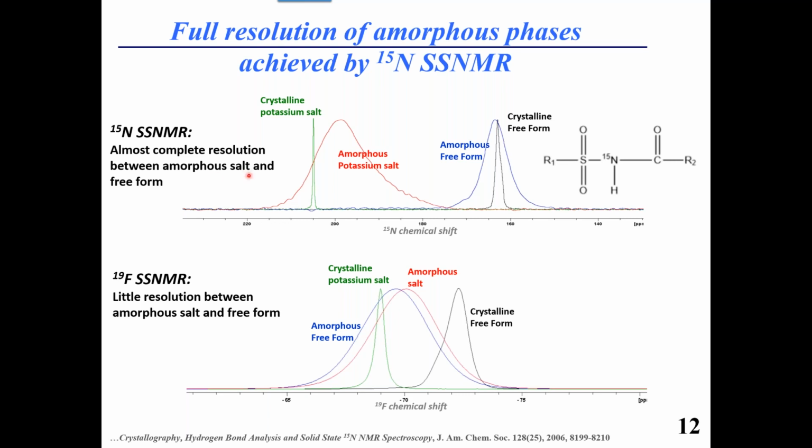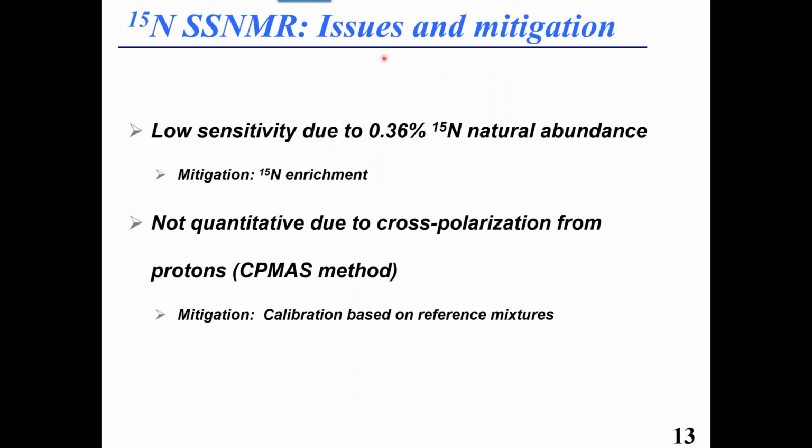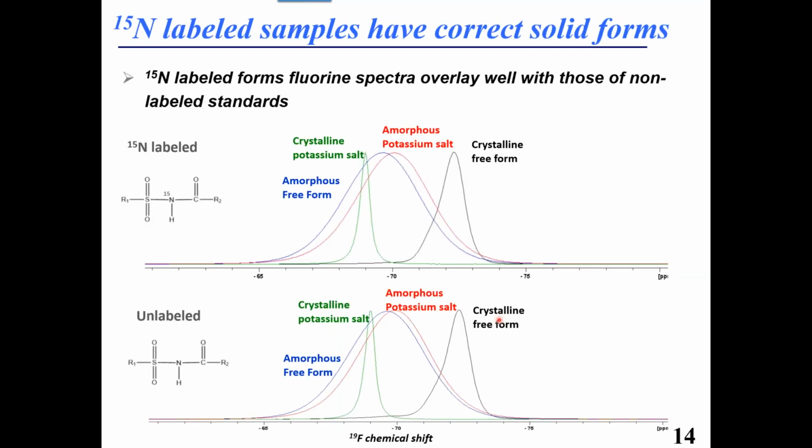So going forward, issues and mitigation of nitrogen solid-state NMR: low sensitivity due to low natural abundance. The mitigation, at least for research samples, obviously, was enrichment. We cannot enrich production samples, but if you want to understand mechanism, you have enrichment as a research tool. And because it's a low abundance nucleus, you have to use the CPMAS method. And I already explained CPMAS peak intensities are not quantitative. So the mitigation was calibration based on reference mixtures.